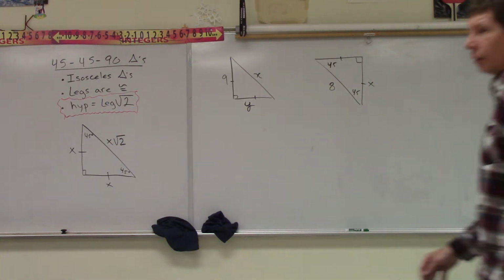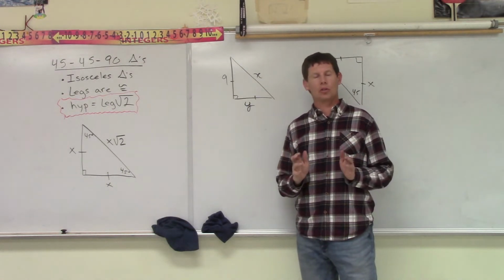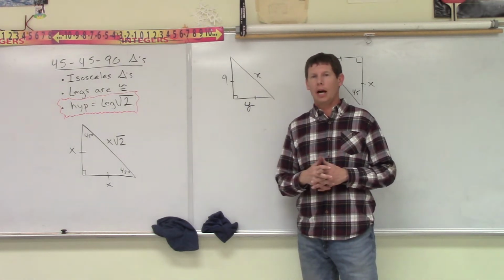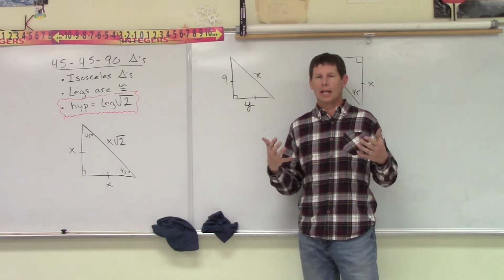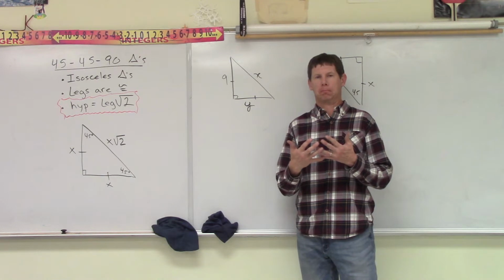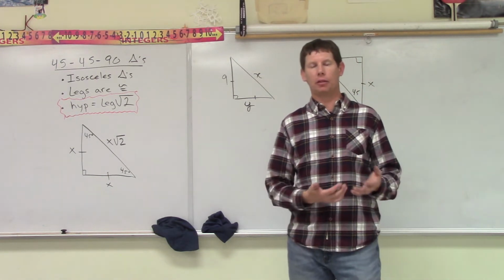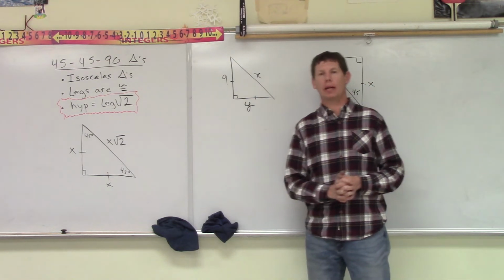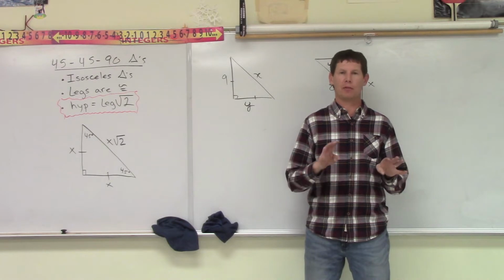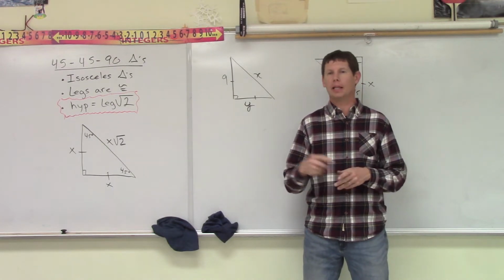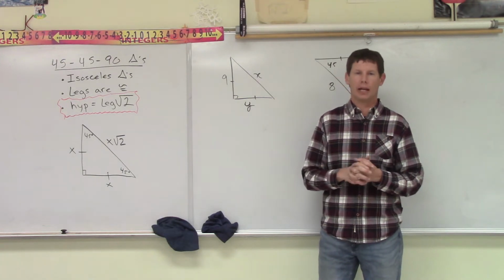Hey, all right, I want to talk to you today a little bit about special right triangles. Special right triangles are right triangles that develop patterns as we find the lengths of their sides and their hypotenuse. There are two special right triangles that we really focus on here. We're going to focus on triangles that have 45, 45, 90 degree angles. And then the next video will focus on a triangle that has 30, 60, 90 degree angles.